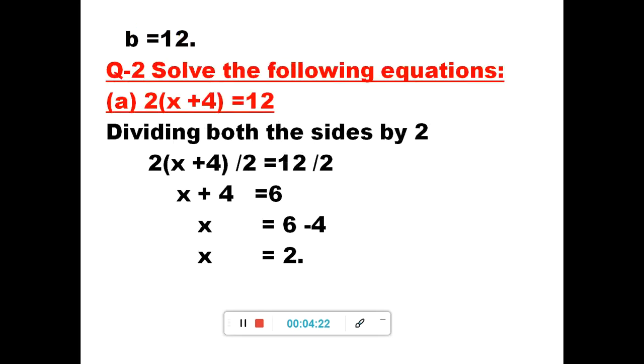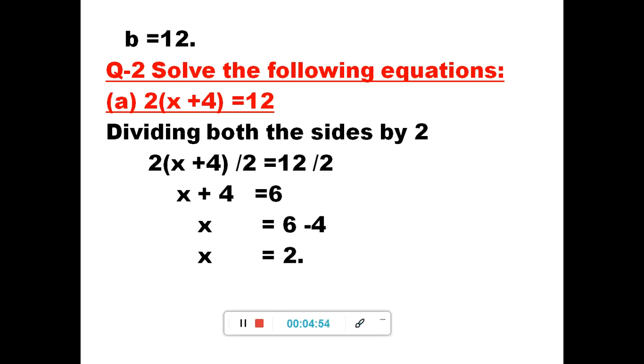Question number 2, solve the following equation. A. 2 multiplied by x plus 4 equal to 12. So, here there are two ways you can multiply. One, 2 multiplied by x plus 4, that is 2 into x, 2x plus 4 2s are 8, then equal to 12, that you can do. Otherwise, 2 you can take to the right hand side, that will become divide. So, dividing both the sides by 2, 2 and 2 get simplified in your left hand side. On the right hand side it will be 12 by 2 will become 6.